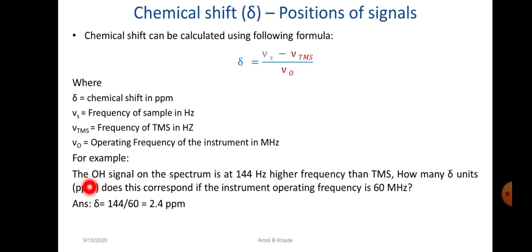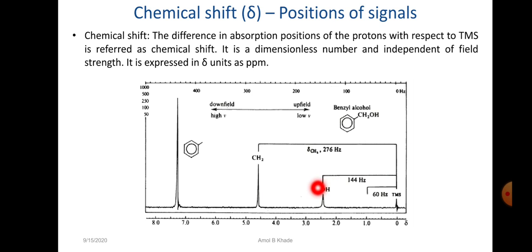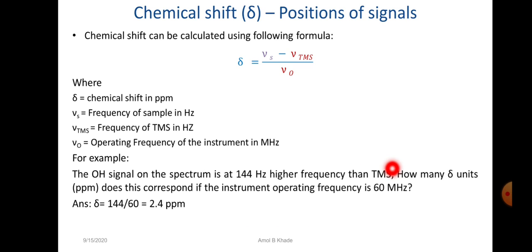For example, the OH signal on the spectrum is at 144 hertz, higher frequency than the TMS. So we can see here, this is the OH signal, and it requires 144 hertz frequency to bring it into resonance. Okay, that is with respect to TMS.